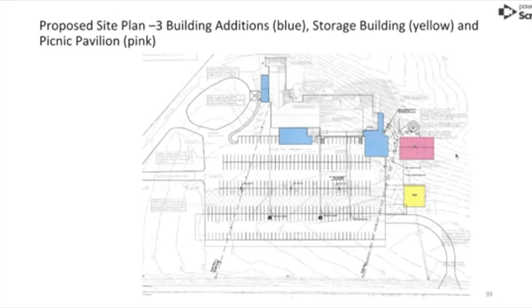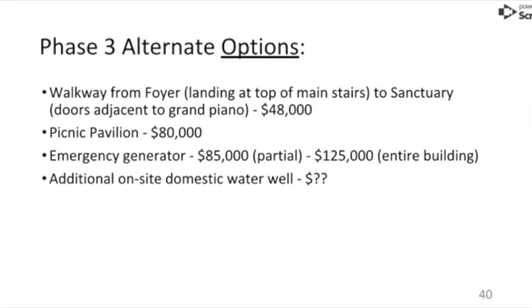This is just another depiction on slide 39 with these elements shown in different colors. These alternates are not including the pricing I'll show you in a minute. And you can see that this walkway from the foyer to the sanctuary would cost around $48,000. The picnic pavilion would be estimated at $80,000. The emergency generator could cost between $85,000 to $125,000.